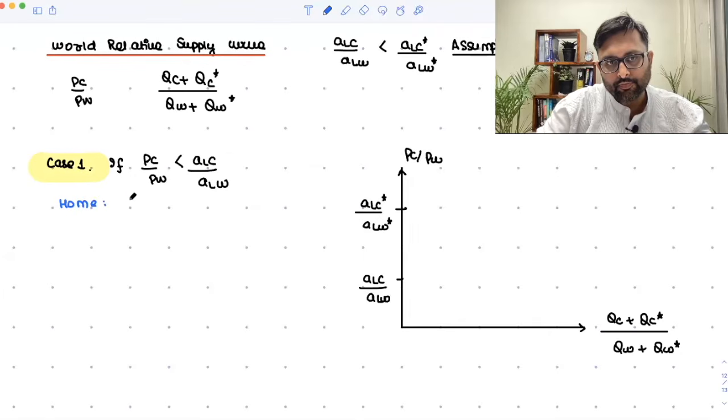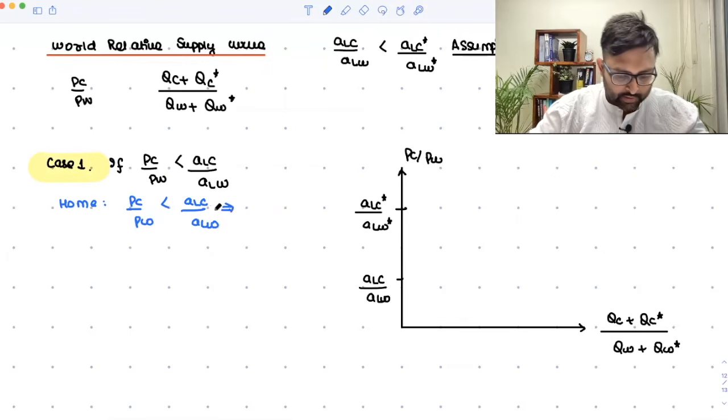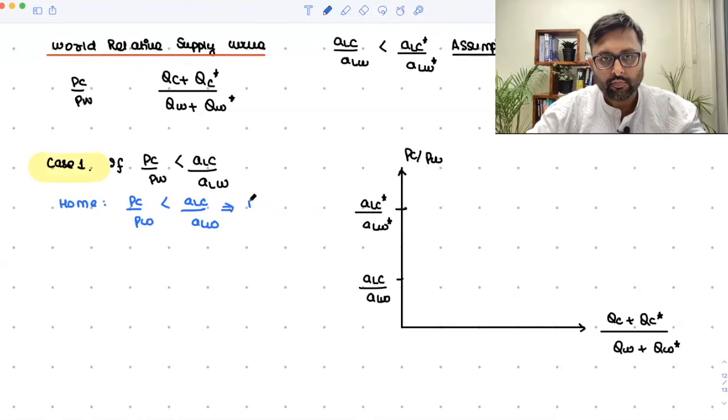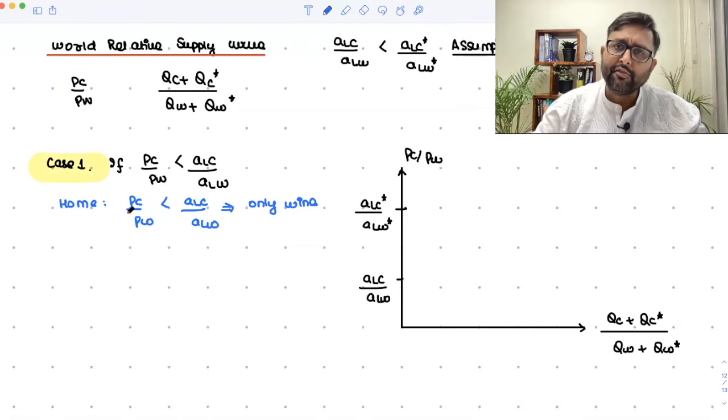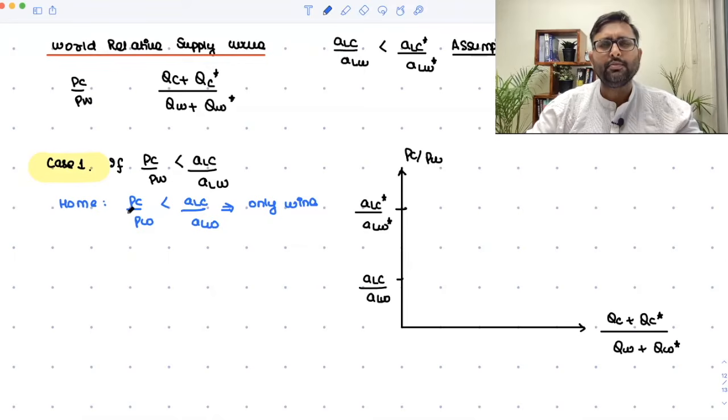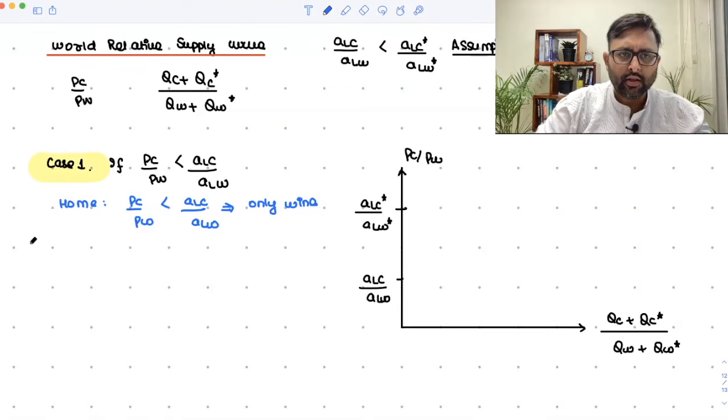So in home, since PC by PW is less than ALC by ALW, home is going to produce only wine. Just think about it. The relative price of cheese is less than the opportunity cost of cheese. In very simple terms, price is less than the cost. Why will you produce such a commodity? You won't. You will produce the other commodity.